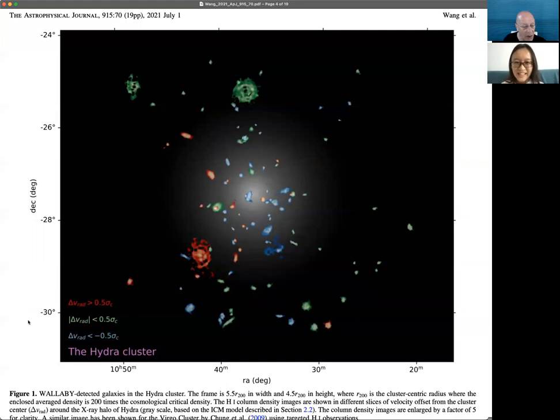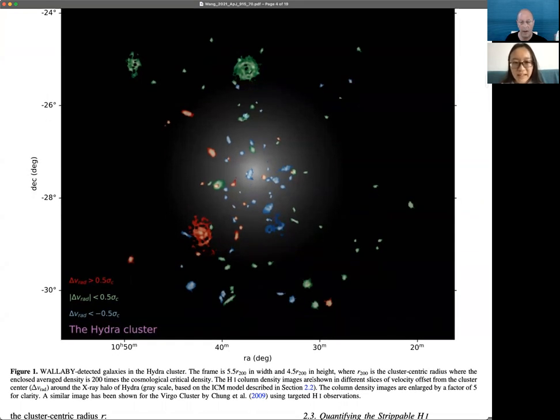Right now I said why it is a perfect field for WALLABY to look at, but there's also a scientific reason why we want WALLABY to take a look at this cluster. Before the Hydra cluster was observed by WALLABY, the other two major clusters, massive clusters with mass about 10 to the 14 solar masses, were the Virgo cluster in the very nearby universe and the Coma cluster a bit further away. These clusters, Virgo and Coma, were studied extensively because they were nearby and we can see the details.